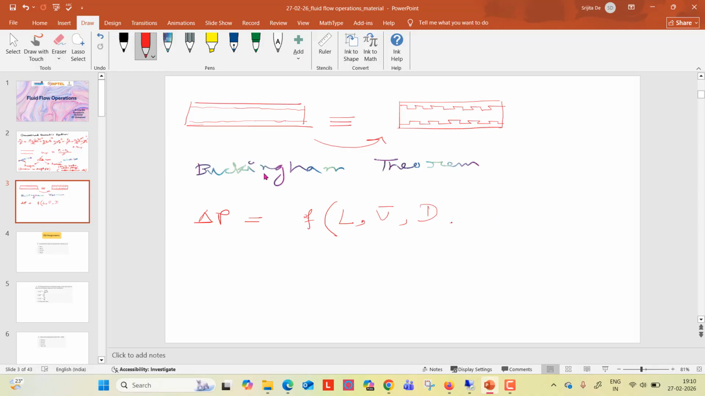Next, it will depend on the density of the fluid, right? Oil has a different pressure drop in the same channel, and water has a different pressure drop in the same channel, right? Then viscosity, very obvious. And then there is an E factor. This E is called the roughness parameter. Everything else is familiar; this term is new. This is the roughness parameter, right?